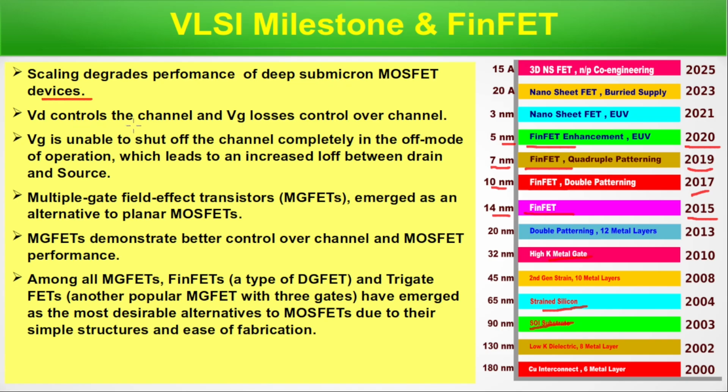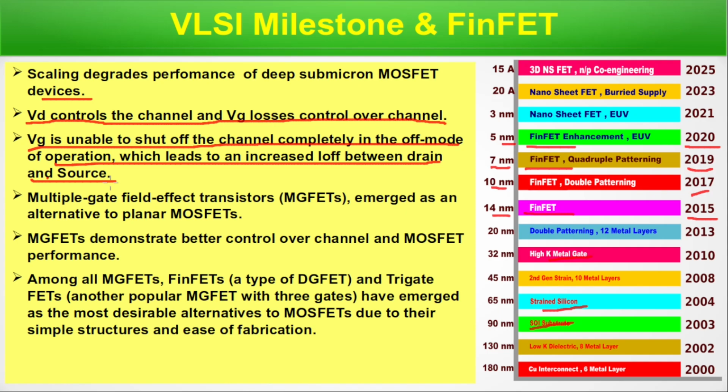Now VD controls the channel and VG loses control over the channel. So this is the scenario of reduction of gate control. When device dimension is approaching a lower node, it loses its electrostatic control over the channel region and control of VD becomes predominant. That is DIBL. We have already discussed it in the SOI episode. So VG is unable to shut off the channel completely in the off mode of operation, which leads to an increased I-off between drain and source.